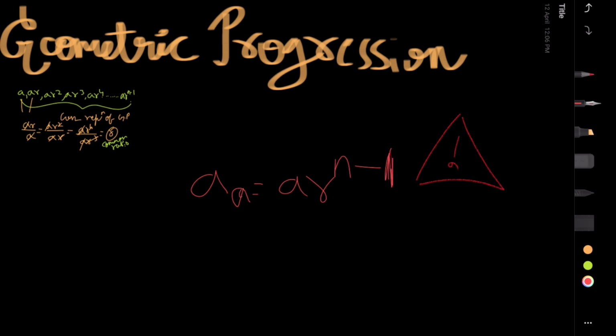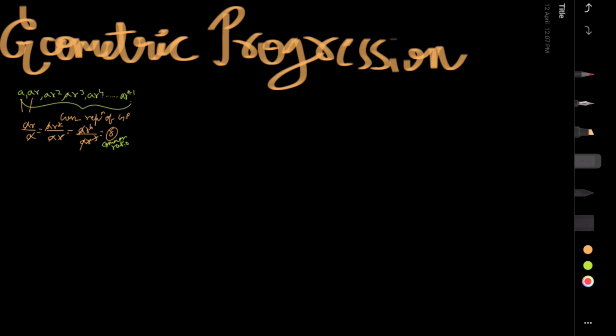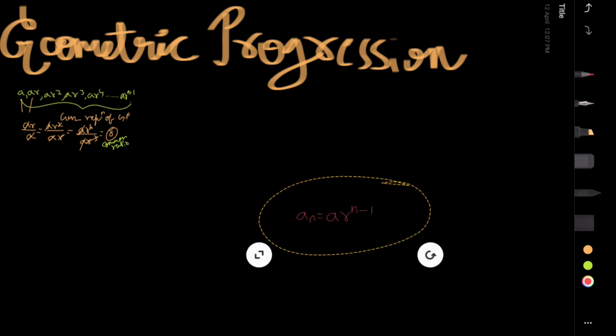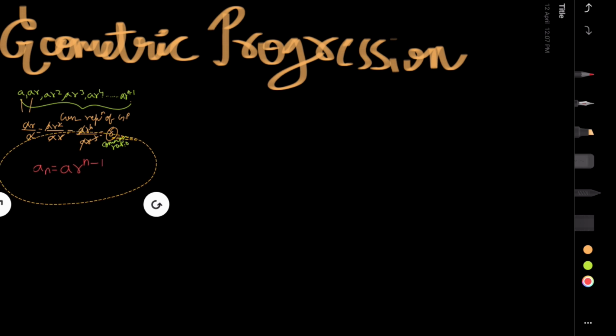This is An. So the nth term of a GP can be represented by An is equal to AR to the power of n minus 1. This is the concept. Remember it. It will help you.